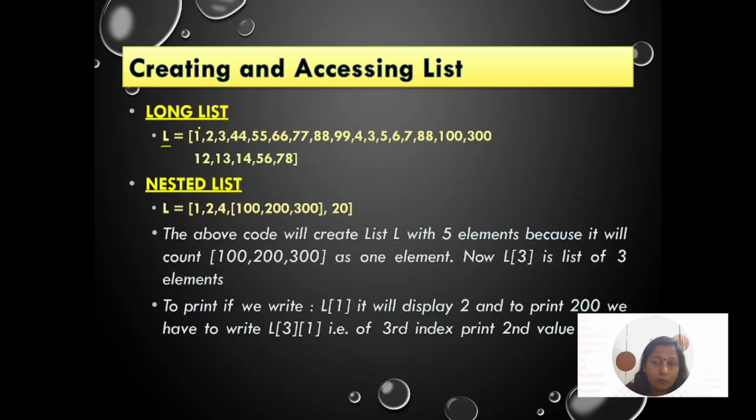Now the next one, how can you create a long list? If you want to create a list with so many numbers, you can create it like this. See here, you can see so many list elements are here. And the next one is a nested list. A nested list also you can create. I will show the example here.